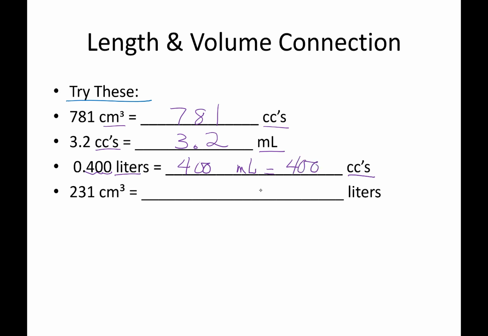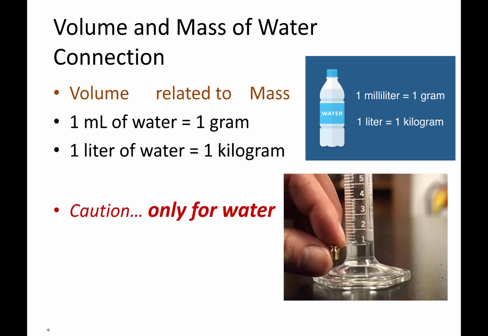Cubic centimeters to liters. So we're going to have to go cubic centimeters to milliliters. Well, 231 cubic centimeters is 231 milliliters. Milliliters to liters, we're going to have to move the decimal 1, 2, 3. So 0.231 liters. Now that's not the only interconnection between different units in the metric system.